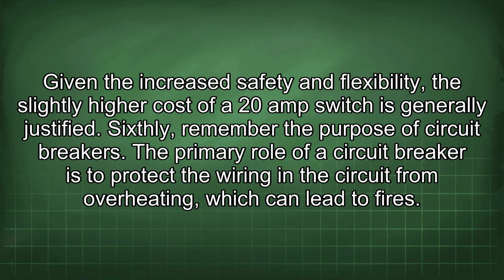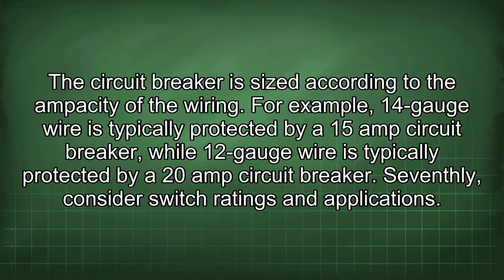Sixthly, remember the purpose of circuit breakers. The primary role of a circuit breaker is to protect the wiring in the circuit from overheating, which can lead to fires. The circuit breaker is sized according to the ampacity of the wiring. For example, 14 gauge wire is typically protected by a 15 amp circuit breaker, while 12 gauge wire is typically protected by a 20 amp circuit breaker.